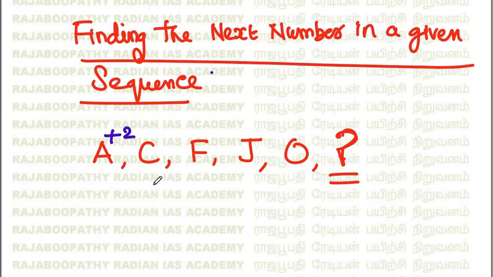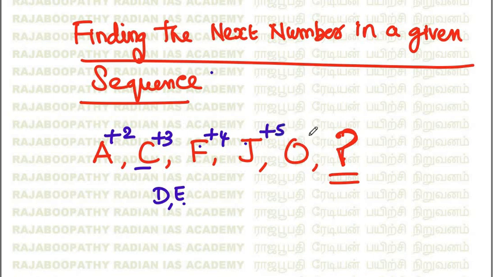A plus 2 is B and C. C plus 3 is F. C, D, E, F. After C, the third letter is F. After F, the fourth letter is J. After J, the fifth letter is O.